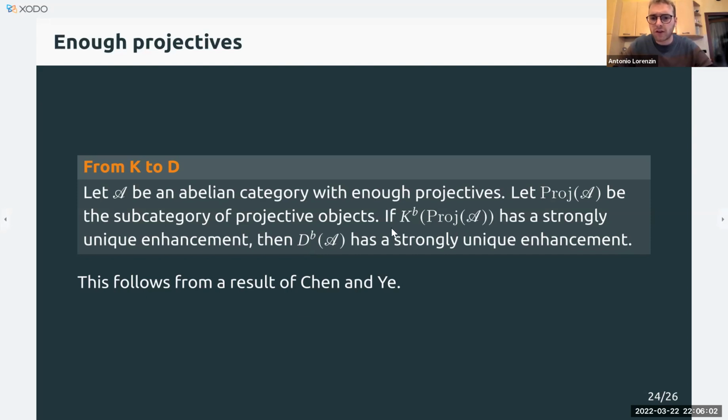And I also would like to point out that this category is not equivalent to this one. And in fact, in general, it is very, very hard to move between categories that are not equivalent while still having this strongly unique enhancement. Because if you pick a triangulated category which has a strongly unique enhancement, it is not said that a triangulated subcategory will have a strongly unique enhancement. You cannot move via inclusion, you cannot move via quotients, you can never move with this property.